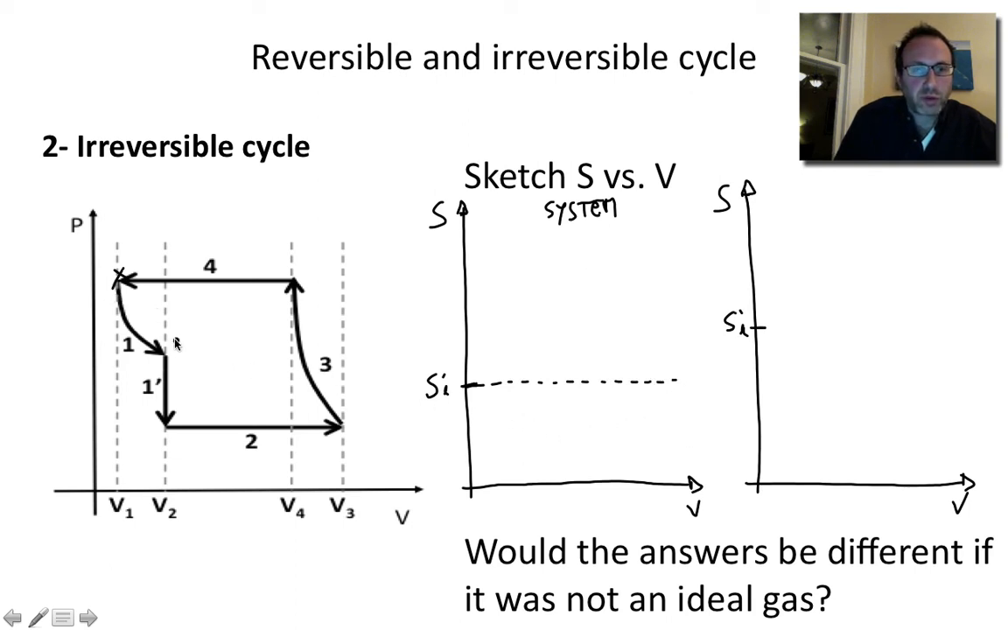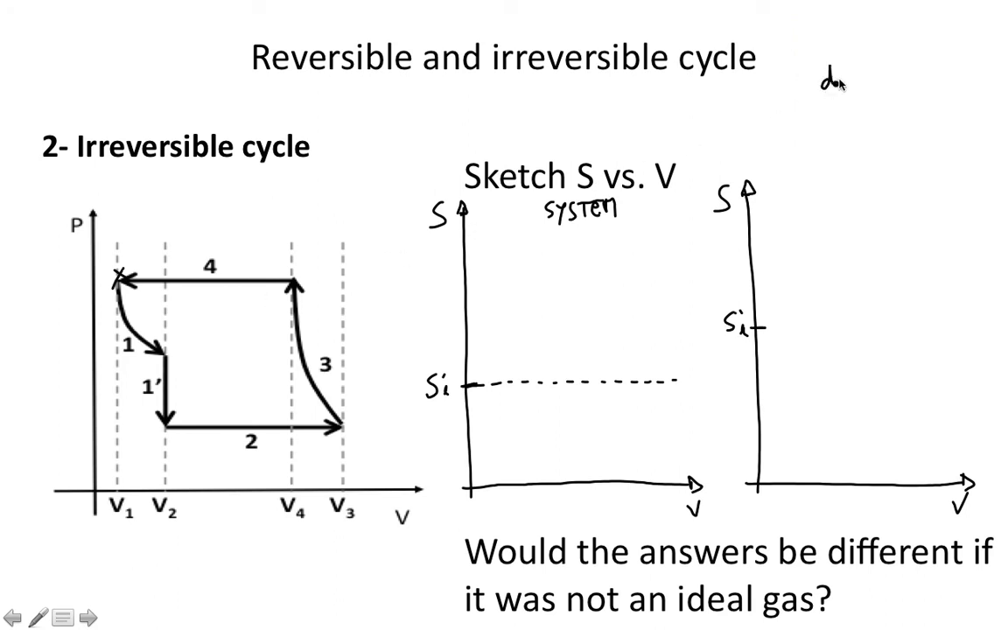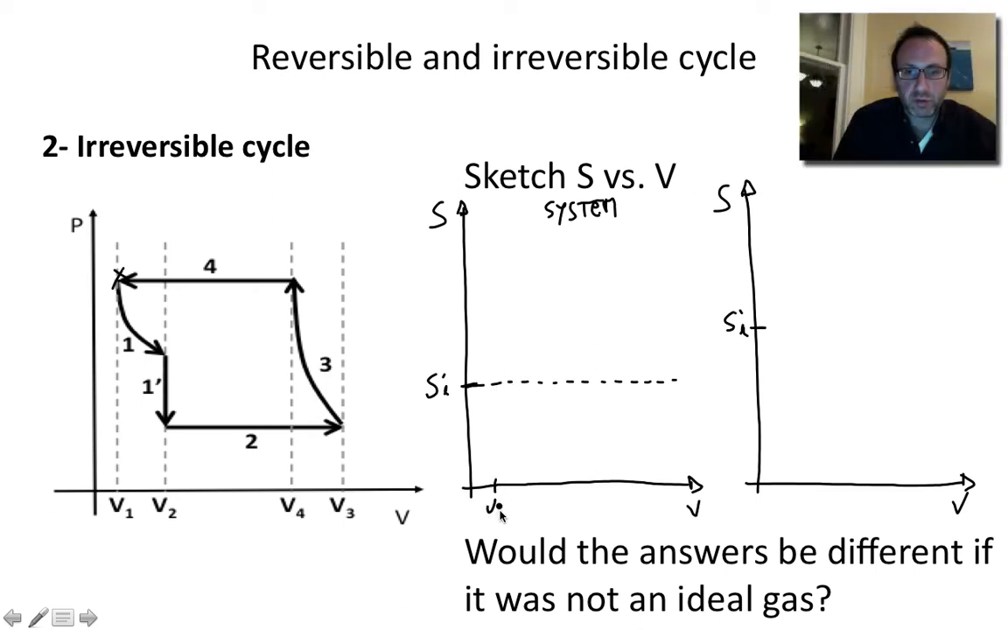So the first process is an irreversible adiabatic expansion. Now you know that dS in that case has to be larger than δQ over T. Because δQ is equal to 0, dS has to be positive. So when I go from V1 to V2 in process 1, the entropy has to increase.